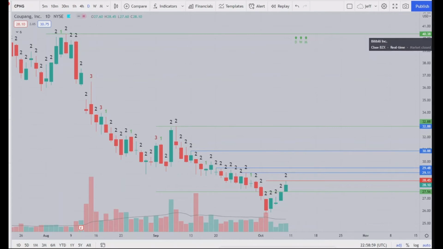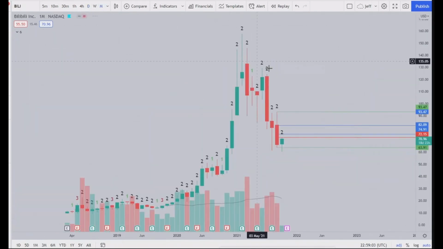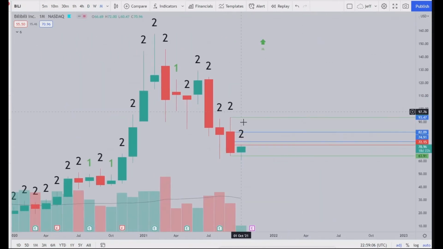The next one I'm looking at is BILI. If we look at the monthly, we have the previous month we're about 25% below that high, so there's a lot of room there. And we took out 2 months ago this pivot right here. We slightly made a lower low.